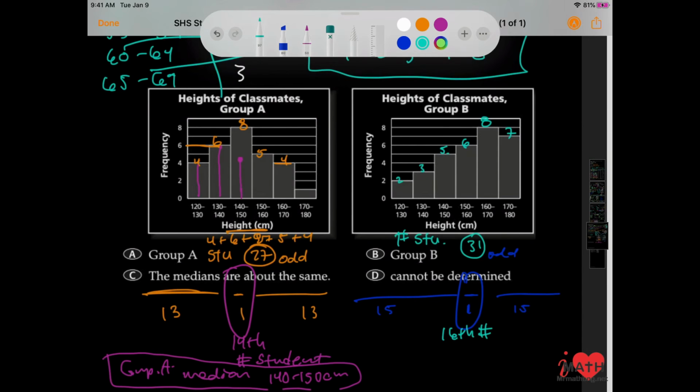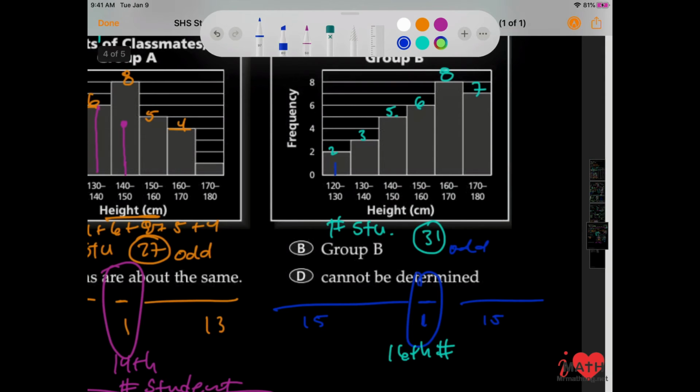And all we have to do is just by counting. So again, this is 2, 5, add 5 more is 10. Okay, pay attention. The 16th student is in this bin, which is 150. So group B, that's a B. The 16th student is in the 150 to 160 centimeters in height.